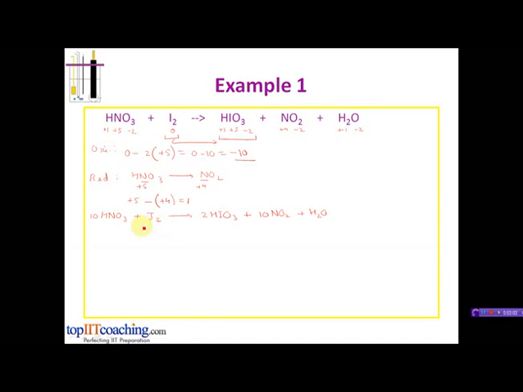So first of all, let's check whether the nitrogen atoms are balanced or not. On the left side, we have 10 nitrogen atoms, and on the other side as well there are 10 nitrogen atoms. So nitrogen is balanced. Now let's look at iodine. On the left hand side there are 2 iodine atoms, and on the right hand side also there are 2 iodine atoms. Therefore, iodine is also balanced. Now let's balance the oxygen atoms.